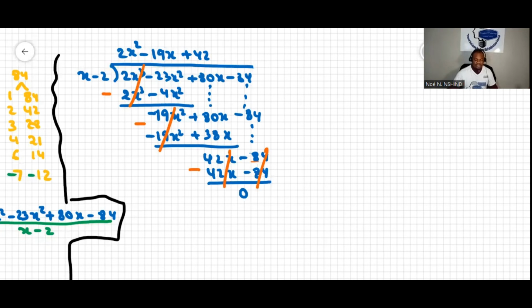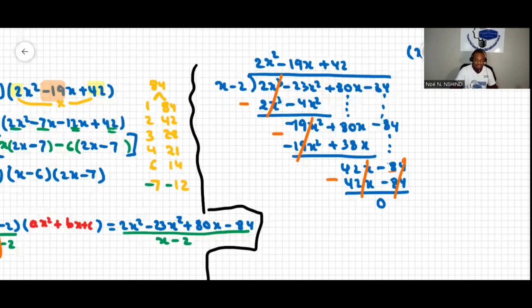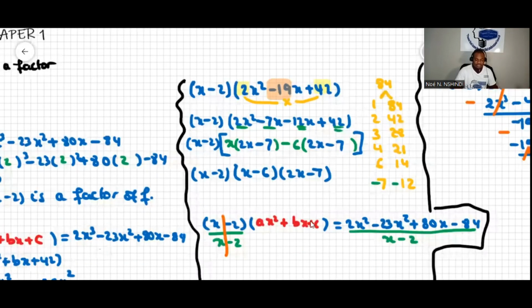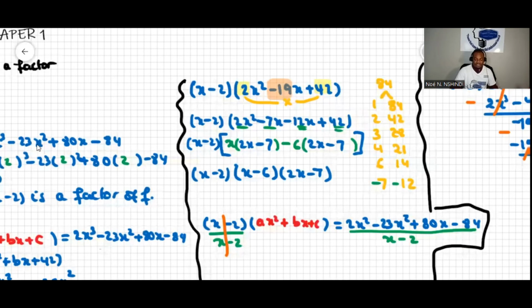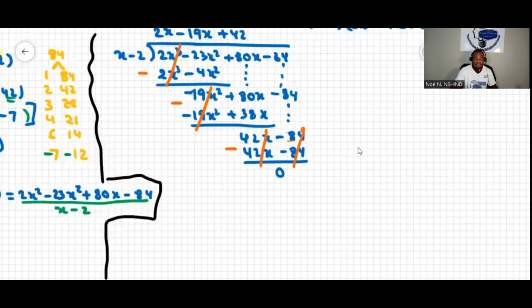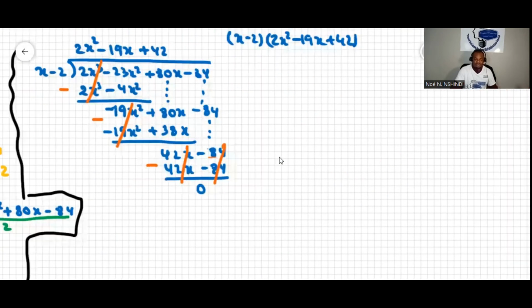If it's 0 here, it means that x minus 2 is a factor. So we can write then x minus 2 is a factor of 2x squared minus 19x plus 42. You'll notice it is the same thing that we get when we work out by inspection. We got the same answer, 2x squared minus 19x plus 42. So we can also do it by using long division. So you can choose what method makes sense to you.